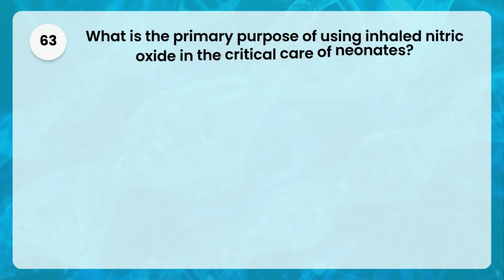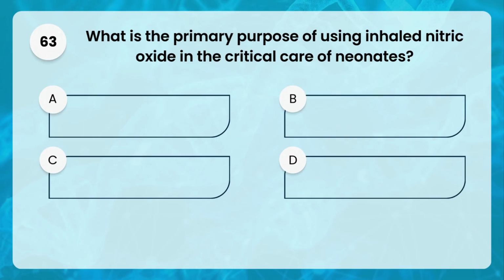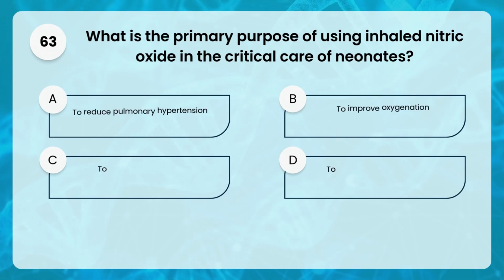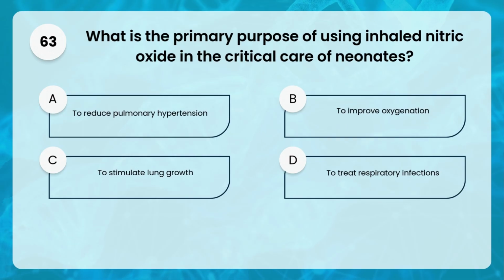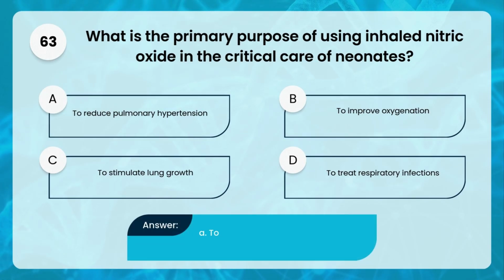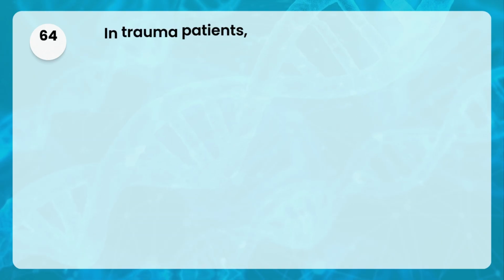63. What is the primary purpose of using inhaled nitric oxide in critical care of neonates? A. To reduce pulmonary hypertension. B. To improve oxygenation. C. To stimulate lung growth. Or D. To treat respiratory infections. The answer is A. To reduce pulmonary hypertension.